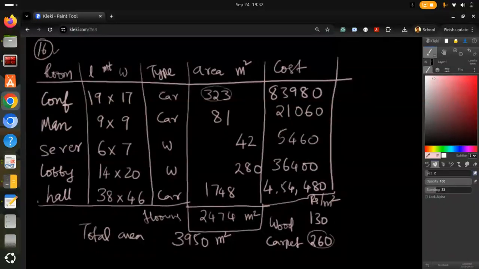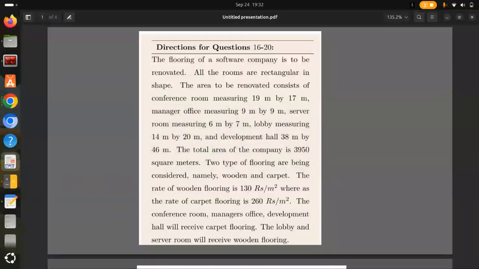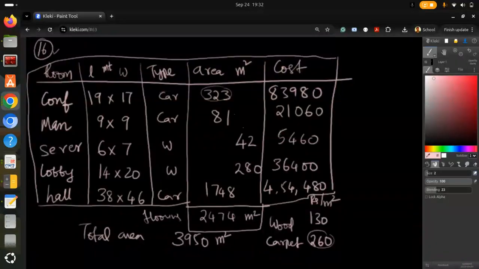So now shall we go to the questions? So what is question number 16, question number 17, so on. So let's refer to that. So question number 16, what is the ratio of total cost for carpet flooring versus total cost for wooden flooring? Okay, so now I need to add the carpet flooring and wooden flooring costs. So here, this one, this one, and the last one. So these three are under carpet flooring.